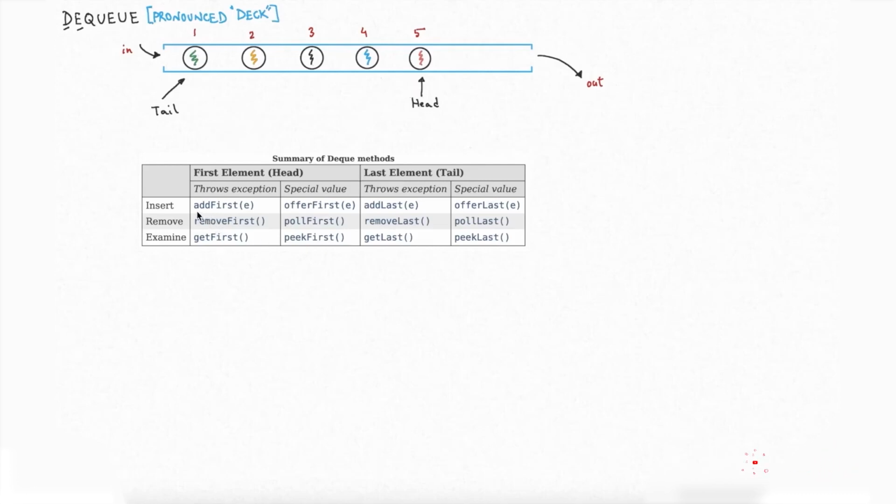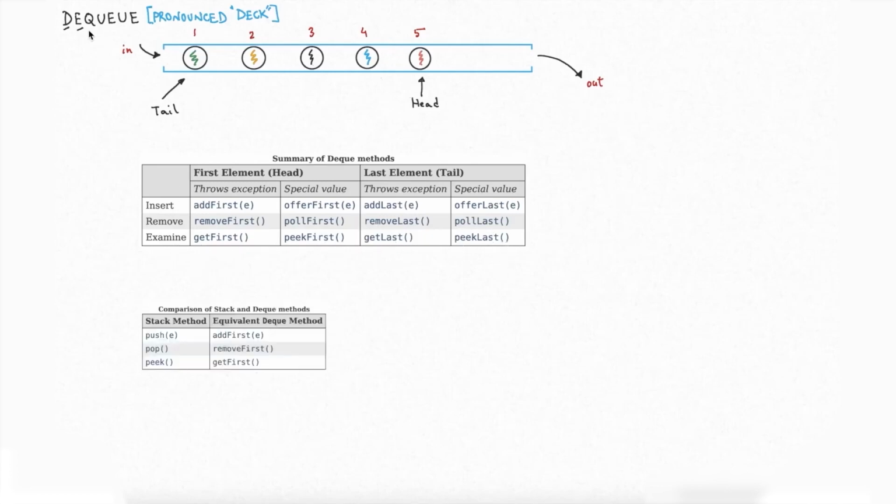So you see, we had the add method for insertion and the offer method for insertion. But here we have the addFirst and offerFirst methods, as well as the addLast and offerLast methods. They do the same thing, just at opposite ends of the queue. It's the same for the remove methods. We have removeFirst and pollFirst, and we also have removeLast and pollLast. The same is true for examining or inspection methods. We have the getFirst or peekFirst methods, and we have the getLast or peekLast methods.